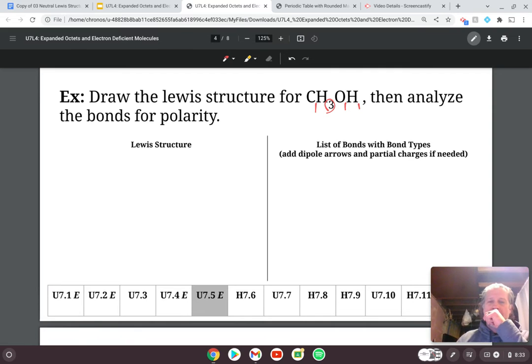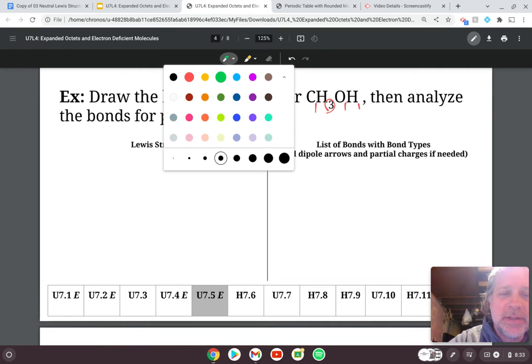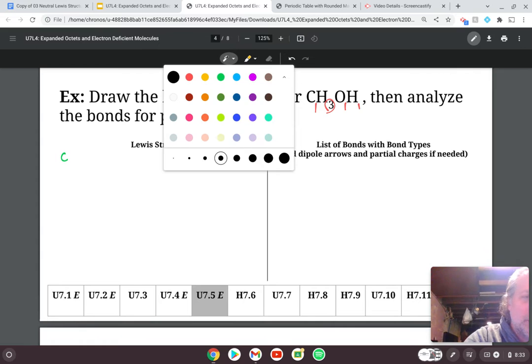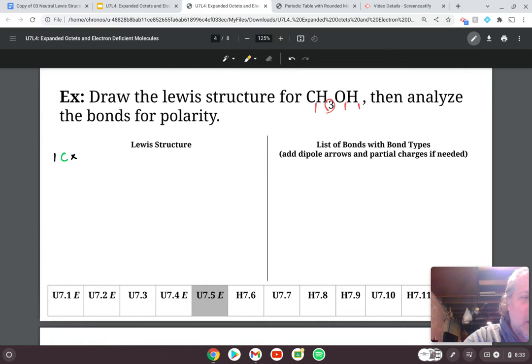Okay, so that one carbon, because it's first, because there's only one of them, because it's carbon, chances are that one's going to be my central atom. So I'm going to figure that out in a second, but I have to figure out how many electrons I have to work with. So carbon, there's one of them, times carbon's 4 valence electrons. So 4 valence electrons.